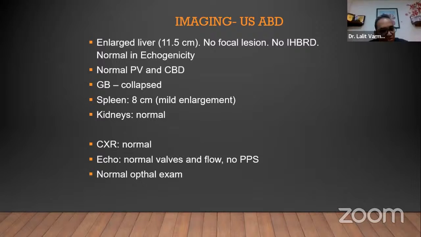Sometimes we miss a few things. So there was no PPS and a normal ophthalmic exam. Now, when do we have problems with the ophthalmology? When it is correlating with your liver. There are two conditions where we know that an ophthal check is a must.